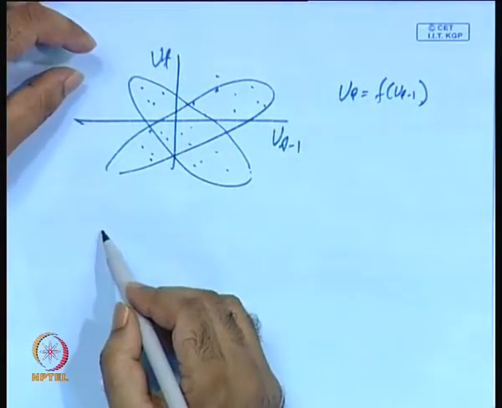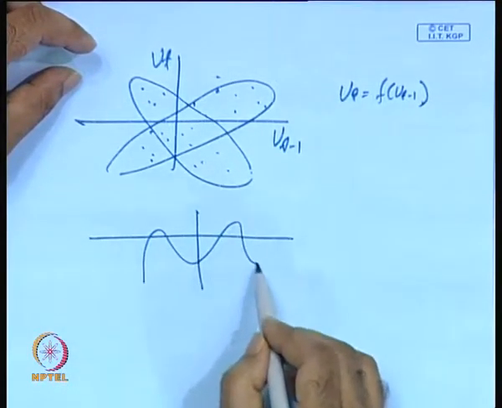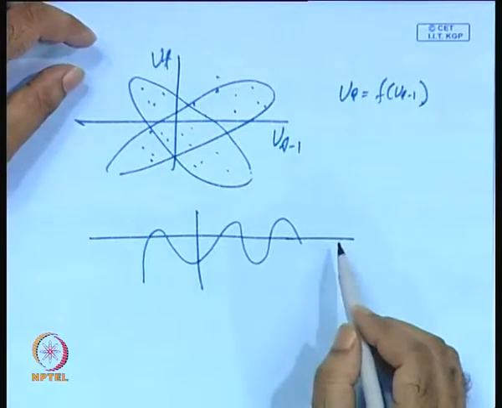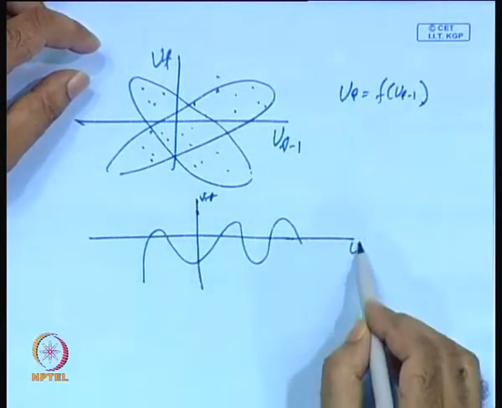So far as the non-linear shape is concerned, the picture will be completely different, like this. Sometimes up, sometimes down, sometimes positive, sometimes negative. This is ut, and this is ut minus 1.